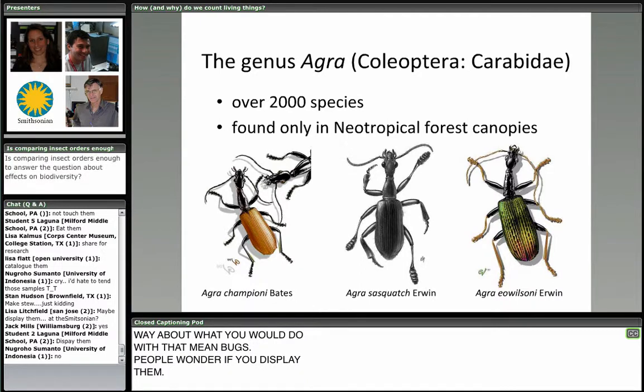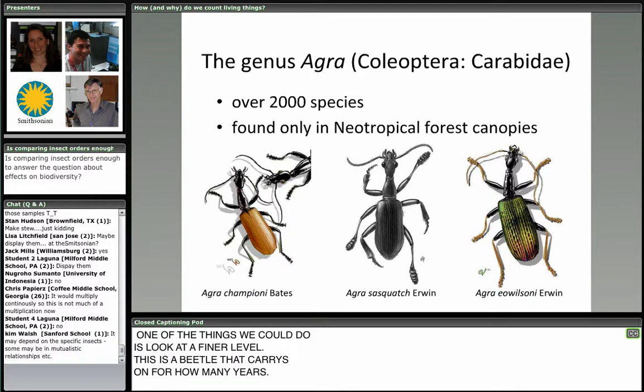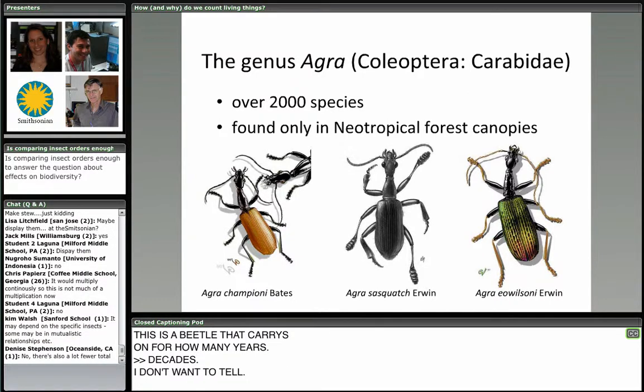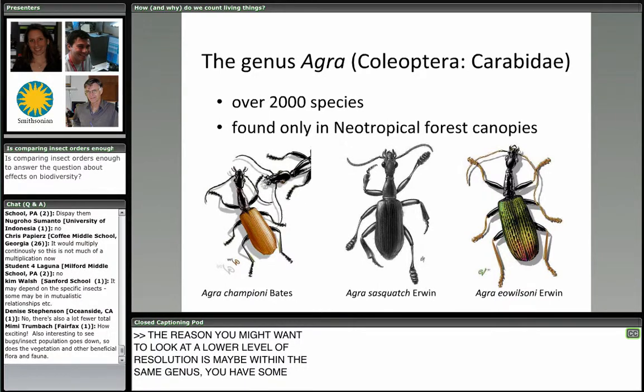Okay. Well, let's assume that it's not enough, that we want to give them a more detailed answer. One of the things we could do is look at a finer level of taxonomic resolution. And so this is a genus of beetle that Terry's been working on for how many years? Too many decades. I don't want to tell. And the reason you might want to look at a lower level of taxonomic resolution is because maybe even within the same genus, you have some insects that are very sensitive to some environmental stressors and some insects that are very insensitive to them. And so if you track the relative abundance and change in abundance over time, that can tell you something about sort of micro changes in the forest over time.